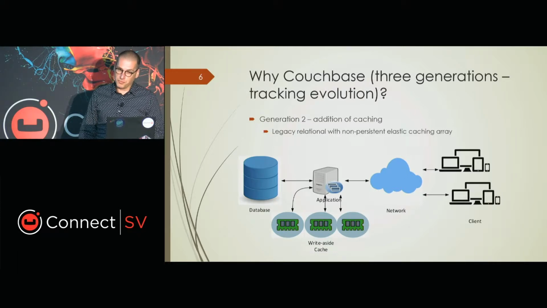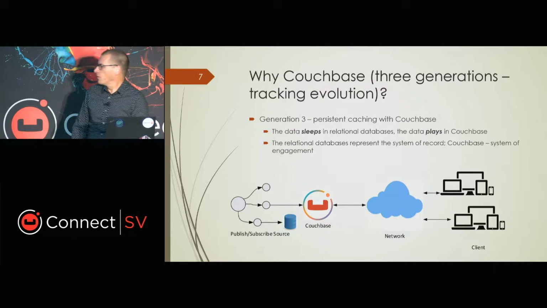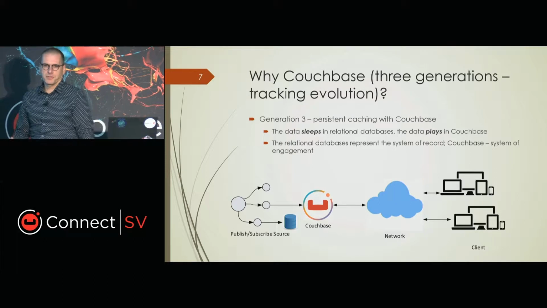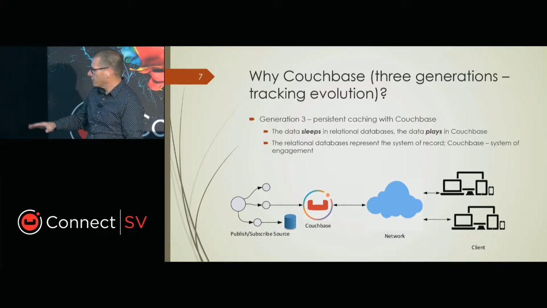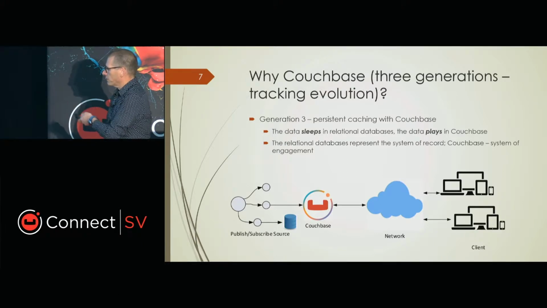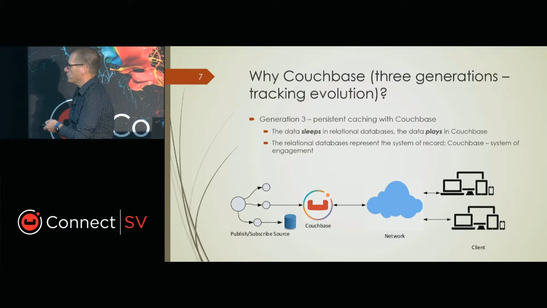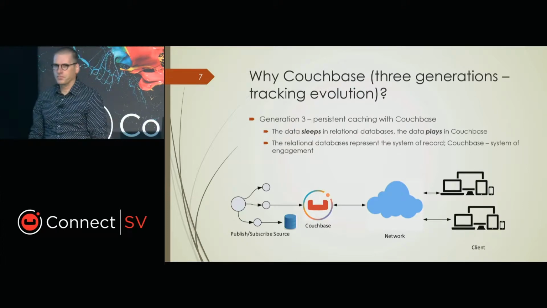So we have moved, in fact, to generation 3, where we bring in a NoSQL database. We've chosen Couchbase for various reasons. We still have the relational database sitting on the bottom here, but we have a pub-sub architecture where all of the messages, all of the data changes go to both the relational database and the Couchbase database. And Couchbase is what the client side goes through the network or the cloud to pull out the relevant data that they're looking for.